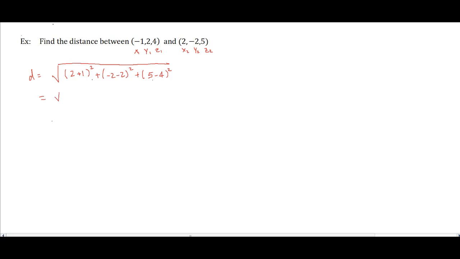And simplifying all that, we get, let's see, it's going to be 3 squared, plus negative 4 quantity squared is going to be 16, plus 5 minus 4 is going to be 1, and 1 squared is going to be 1. So I guess the whole thing is going to be 9 plus 16, which is 25, plus 1. So that's going to be 26. So in this case, you find that the distance d is the square root of 26.